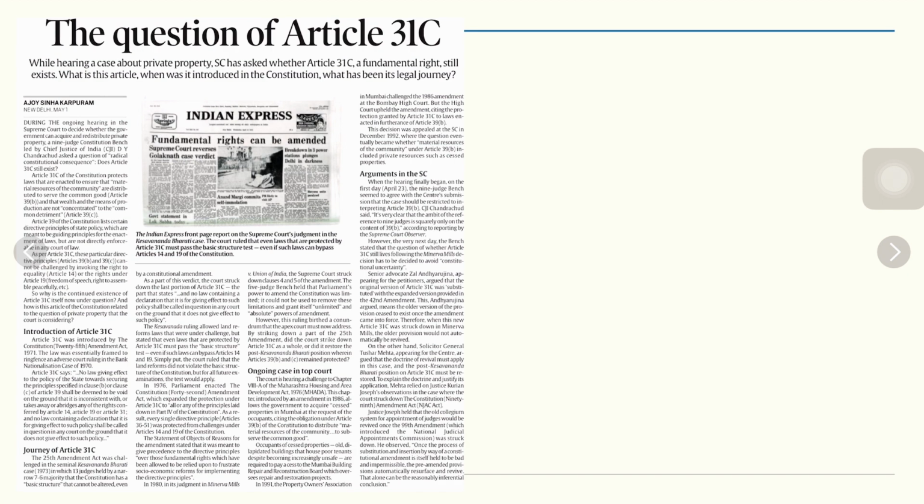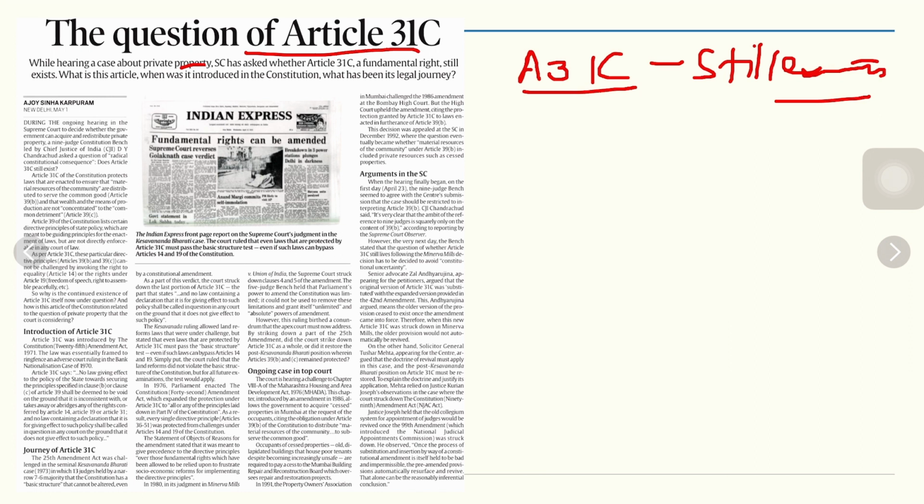Then we come to the second question, and that is the question of Article 31C. While hearing a case about private property, the Supreme Court asked whether Article 31C, a fundamental right, still exists or not. When it was introduced in the Constitution, what has been its legal journey? We will deal with it.